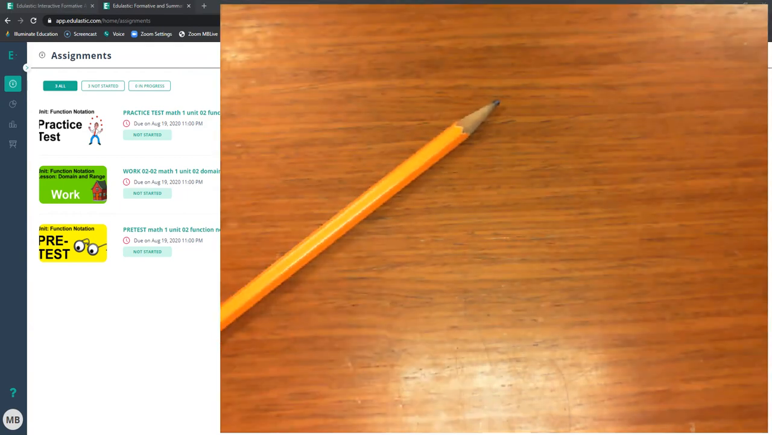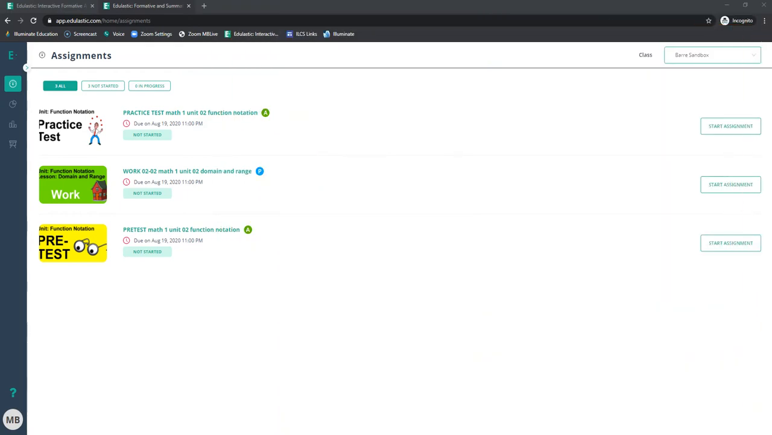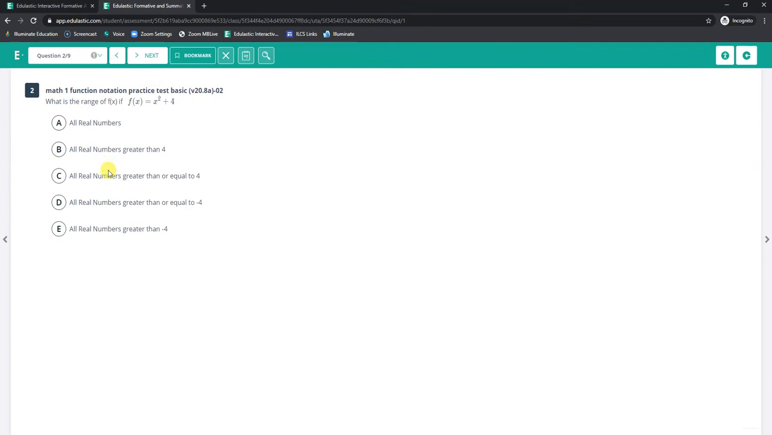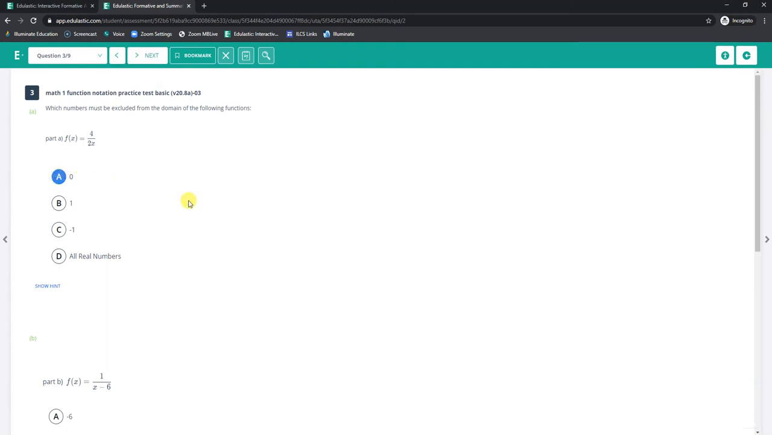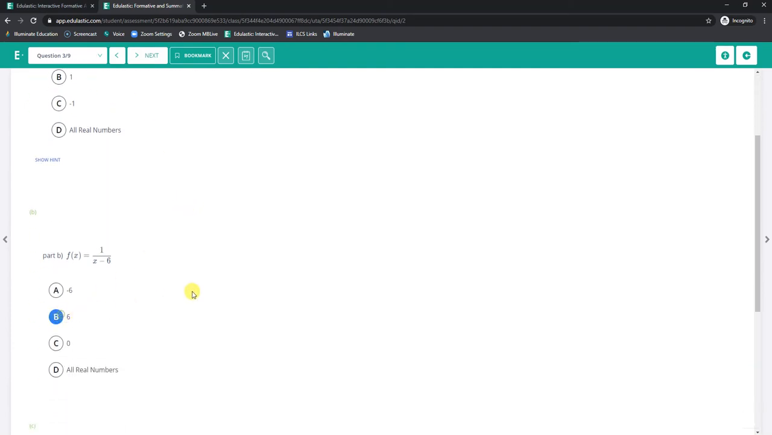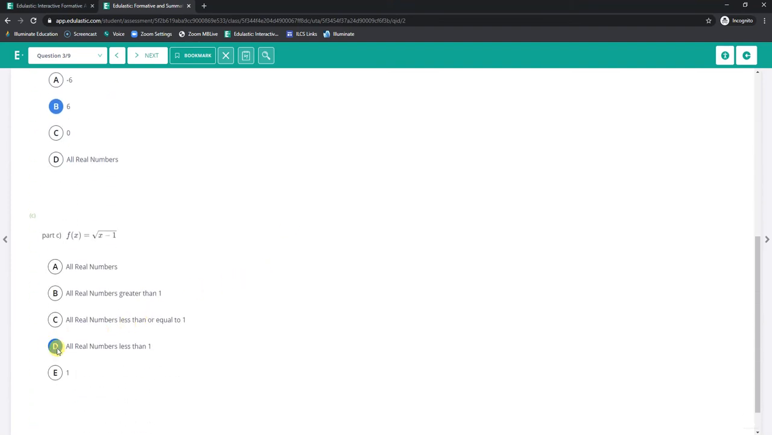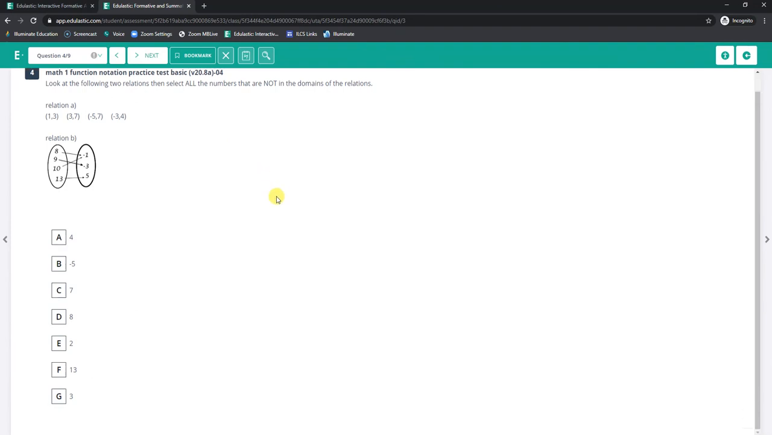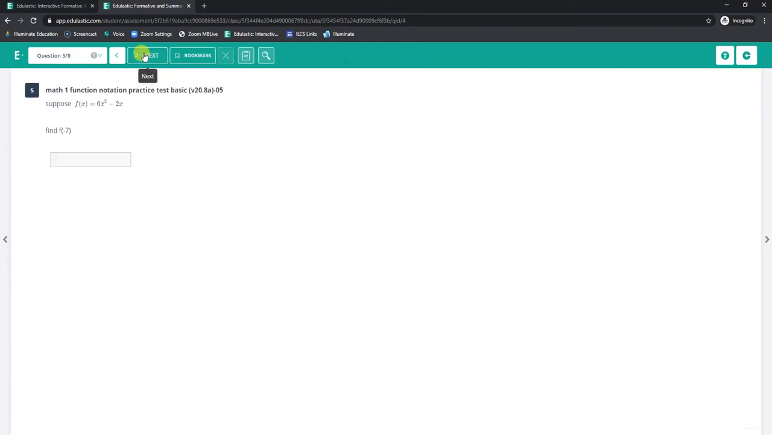All right, let's see how it works with Edulastic. This was the practice test, starting the assignment. We said the first one was a 40. This was C. This one is 0. And it's got multiple parts, 6. And D. See, this guy was ACE. F of -7 is 308.